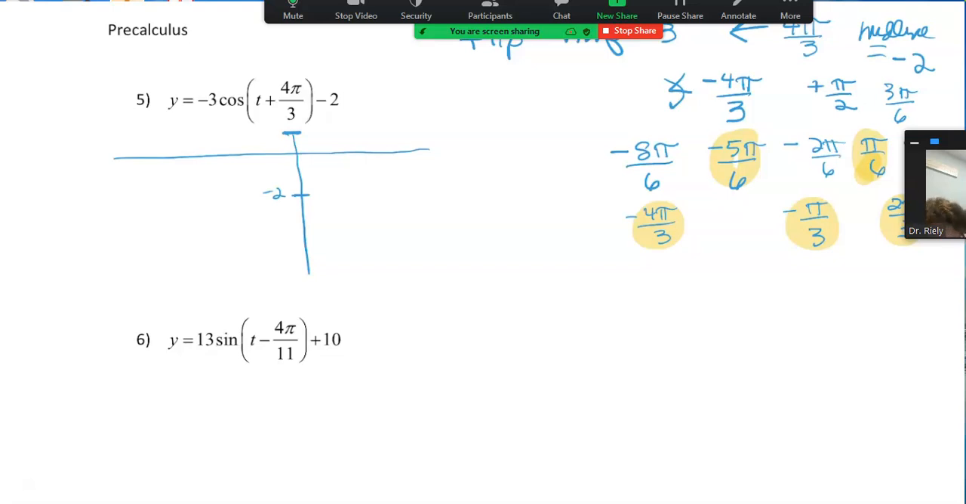The negative just tells you you have a flip. This is going to be 1, and this bottom number is going to be negative 5. Don't put anything else on your y-axis. Just put what you need and nothing else.